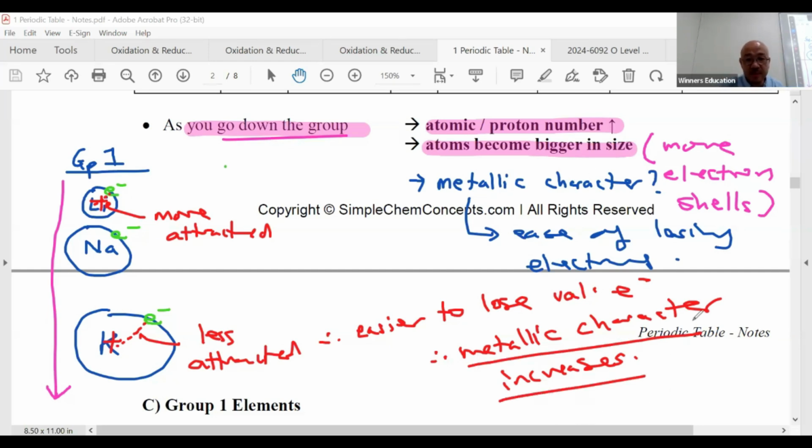Okay, so again, I talk about metallic character. So the metallic character increases as you go down group 1.